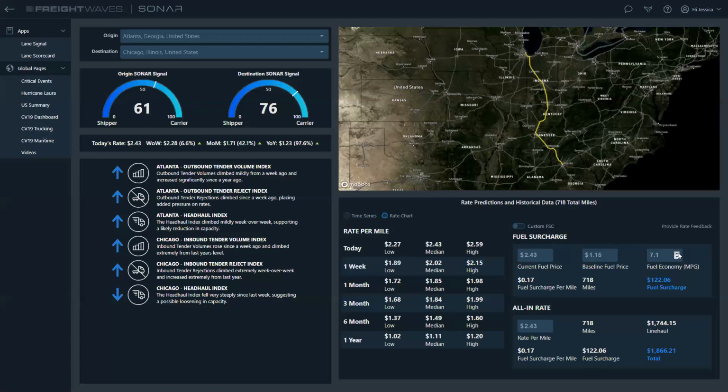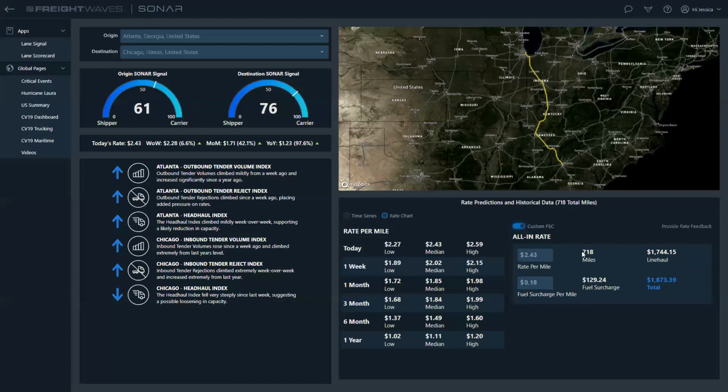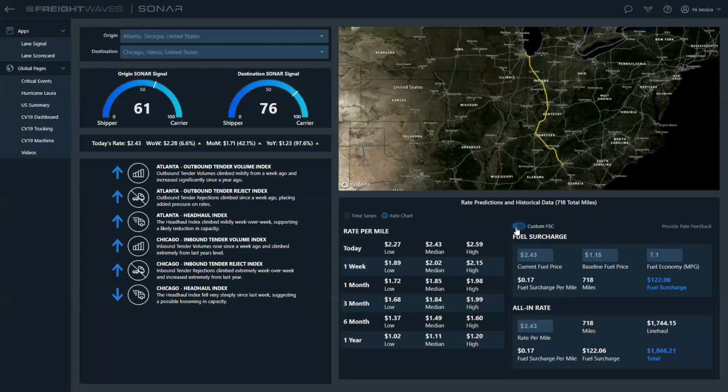We have 2 different fuel surcharges. This is a little bit more for assets and carriers, where you can put in your miles per gallon and what you pay for fuel and all of that. Or maybe you're a broker or shipper and you have a rate scale, you can change this to whatever your fuel surcharge is, and it will adapt or change this total here for the all-in rate.